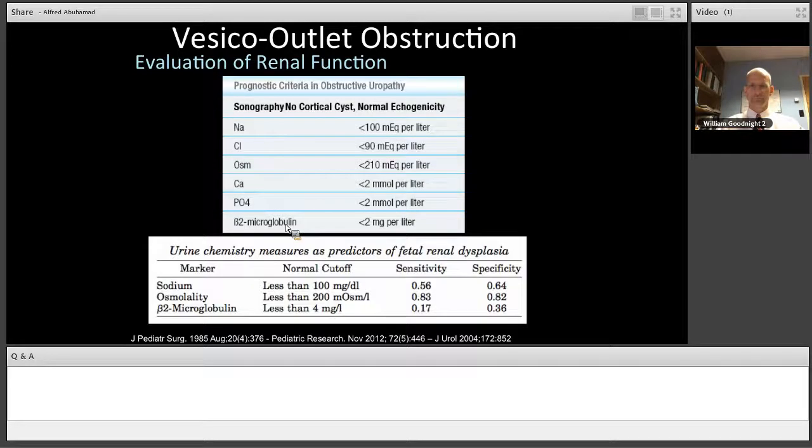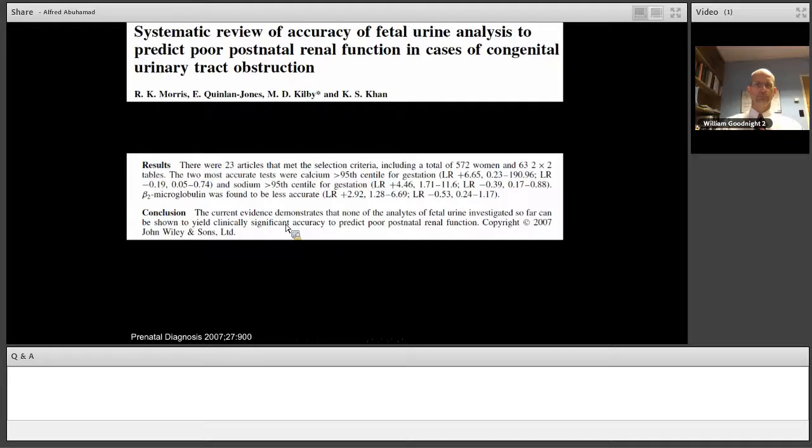I could tell you that here's the statistical performance of these parameters that many times we put a lot of weight on. See, sodium, osmolarity, even beta-2 microglobulin have very poor sensitivity and specificity, frankly, to predict pregnancy outcome. And this is a paper that looked at 23 articles, a total of 572 women, looking at could we predict renal function by looking at these fetal urine analyses. And basically, none of the analytes investigated so far can be shown to yield clinically significant accuracy.